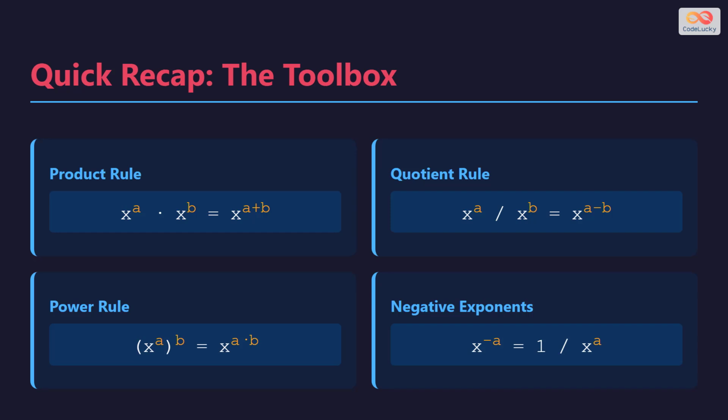Before we dive into the complex stuff, let's quickly open our toolbox and ensure we have everything we need. You should already be familiar with these 4 key rules. First, the product rule. When multiplying same bases, add the exponents. Second, the quotient rule. When dividing, subtract the bottom exponent from the top. Third, the power rule. Power to a power means you multiply. And finally, negative exponents. A negative exponent creates a fraction, effectively flipping the base to the denominator.